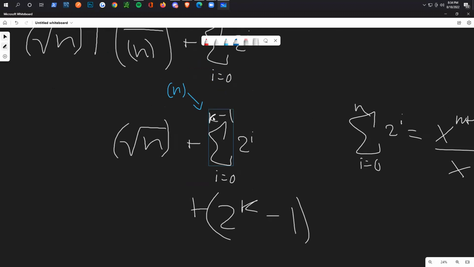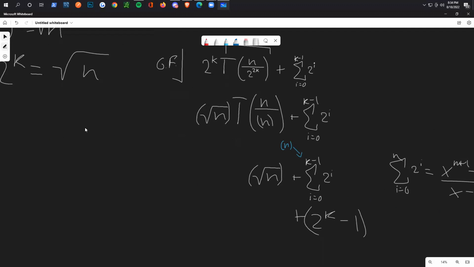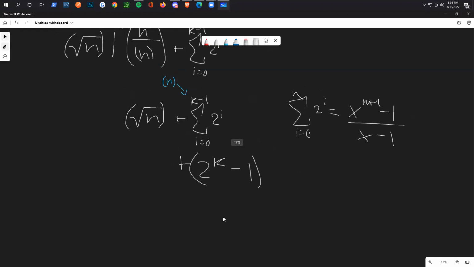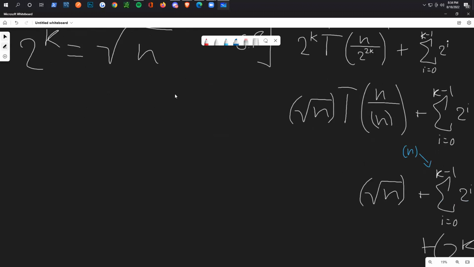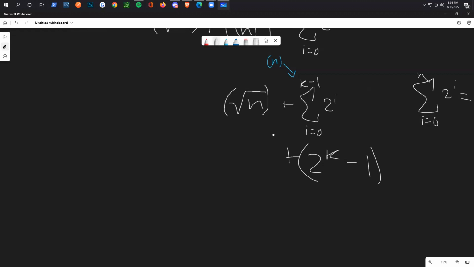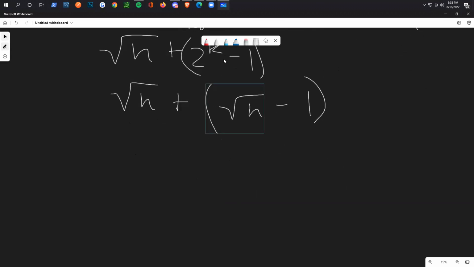And it's important that we kept the k here because, like I said, if not, you're going to have something disgusting like this to deal with, or the log of square root of n. But since 2 to the k is equal to square root of n, we can just plug that in, and that'll remove our dependency on k. We want to get everything in terms of n eventually. So now we have 2 to the k, remember 2 to the k is equal to square root of n, minus 1. So this is just 2 square root of n minus 1.